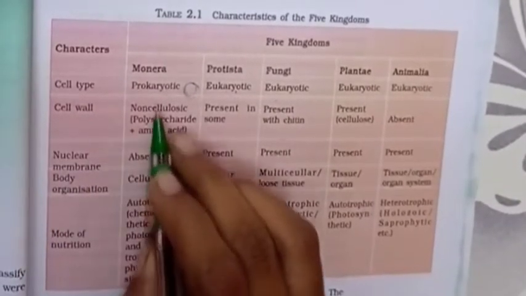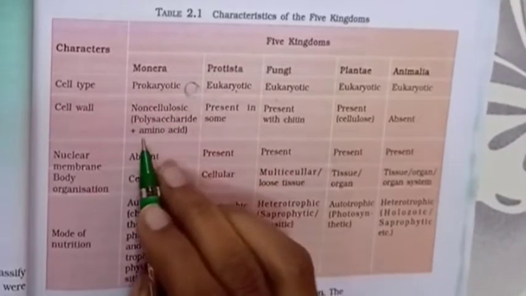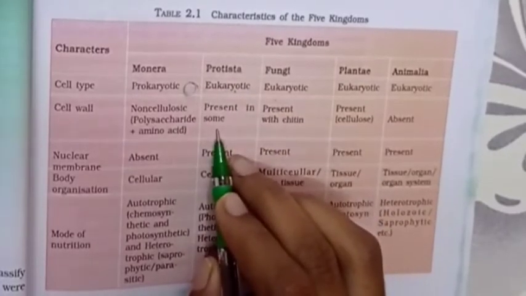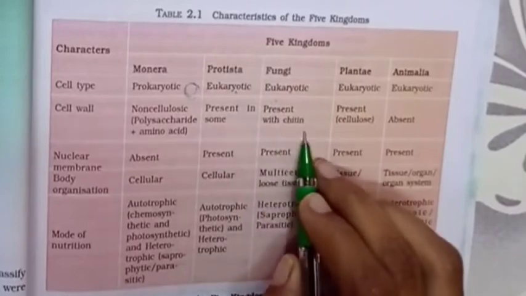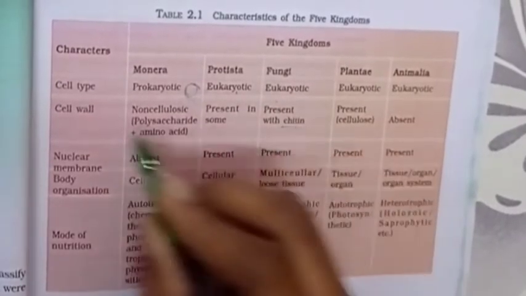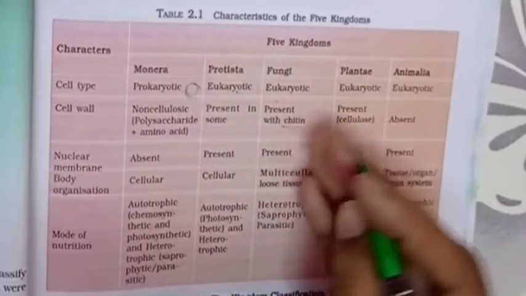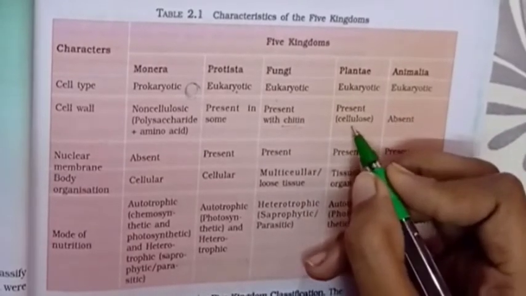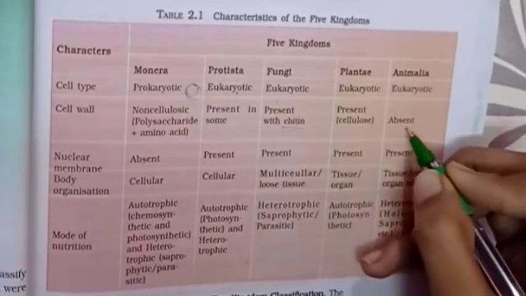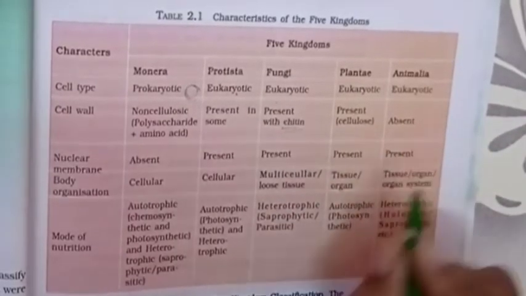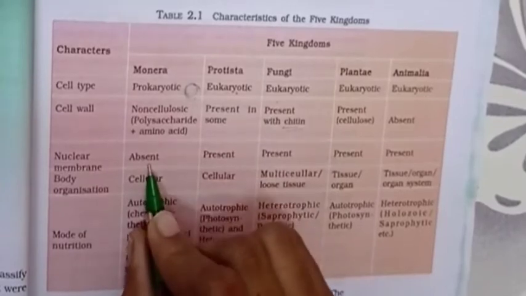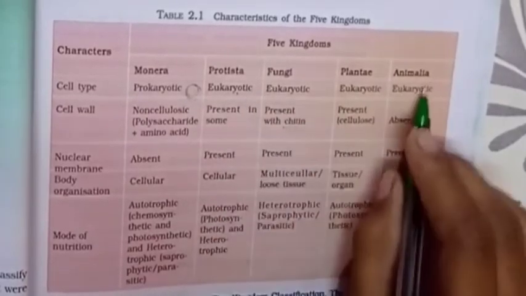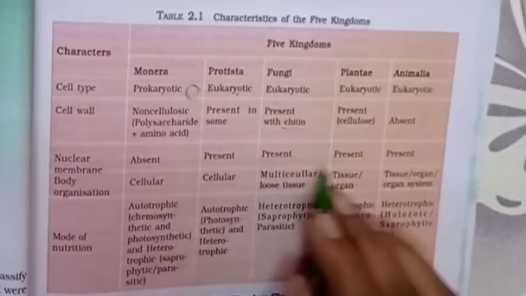Cell wall: Monera has a non-cellulosic polysaccharide plus amino acids, but in Protista it is present in some. In fungi it is present with chitin. That is the main character, the cell wall of fungi, which is why it is classified in a different kingdom and not included in Plantae. In Plantae cellulose is present, and in Animalia the cell wall is absent, only the cell membrane is present. Then nuclear membrane: in Monera it is absent, which is why we classify it as prokaryotic. In the others it is present, all being eukaryotic.